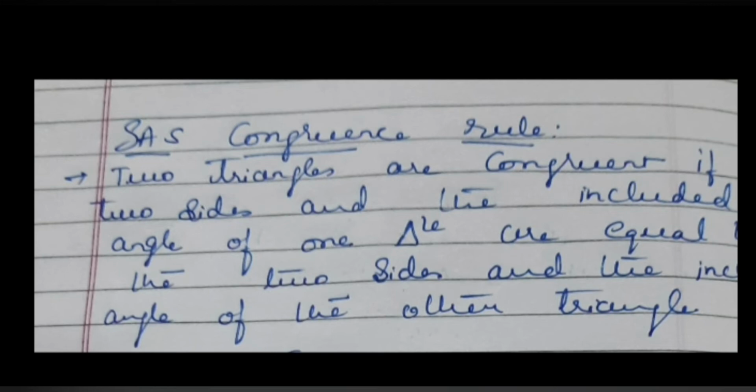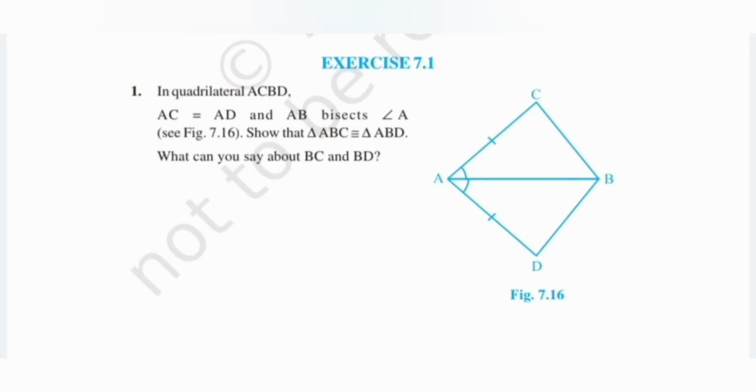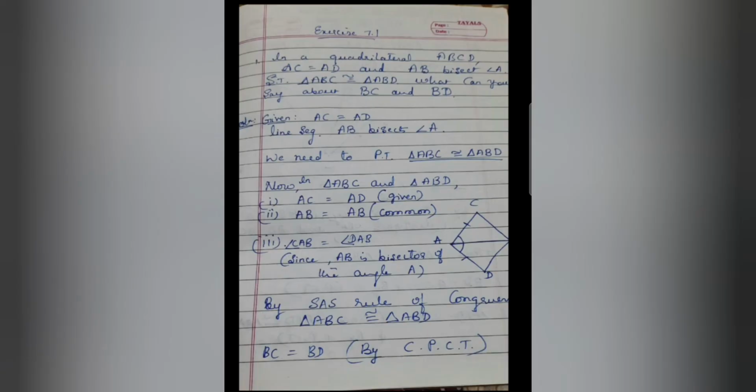That is SAS, side angle side, which means in the two triangles, two sides should be equal and also the corresponding included angle should be equal. Then only we can say that this rule is satisfied. So here is the first question in Exercise 7.1, which is based on the SAS rule. Let me read out this question.